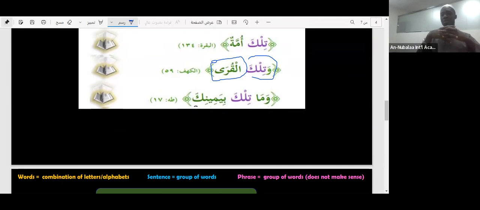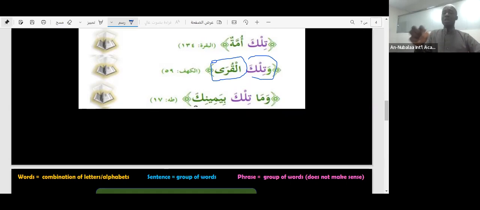What do you mean by jam'u? It's plural. A particular way of forming plural noun in Arabic language is called jam'u taksir. Jam'u taksir is a form of jam'u where you cannot separate the singular form from the plural form.